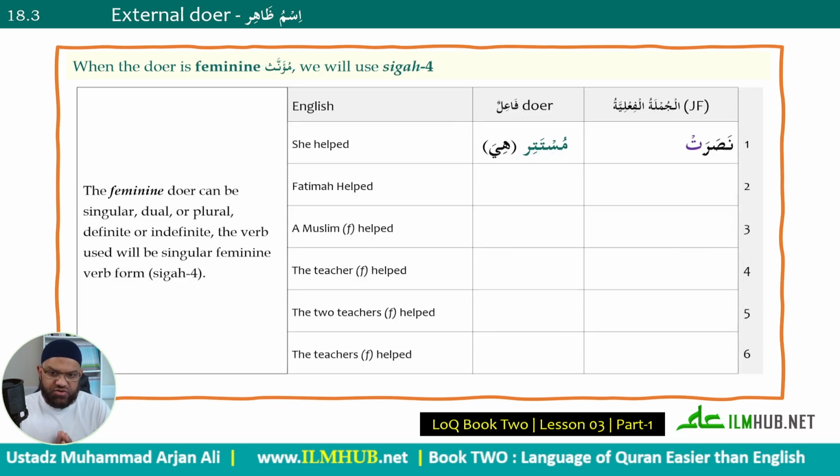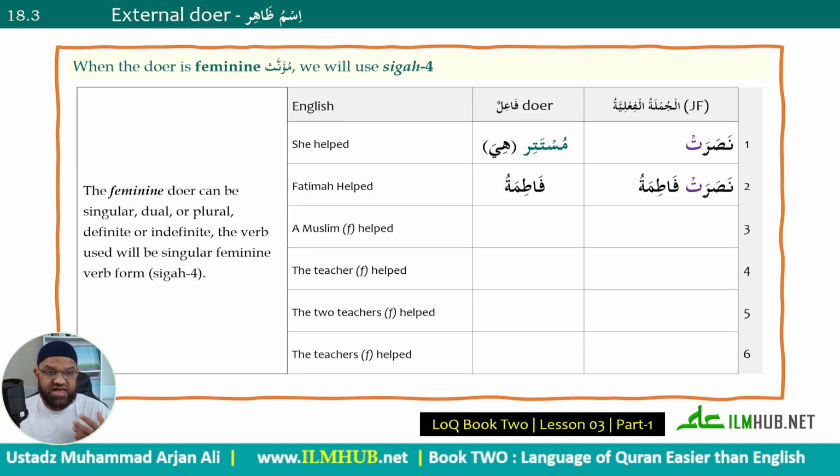So the opposite, now we're going to look at the feminine version. Where's the feminine doer? We have in the first line, Nasarat. If I see Nasarat on its own, I will just translate she helped. No need to worry about anything if I don't see a doer afterwards. Again, with only number 1 and number 4, we're looking for an external doer. I want to say Fatima helped. This should be very easy. Nasarat Fatimatu. Again, you can see here, Fatimatu is my doer.